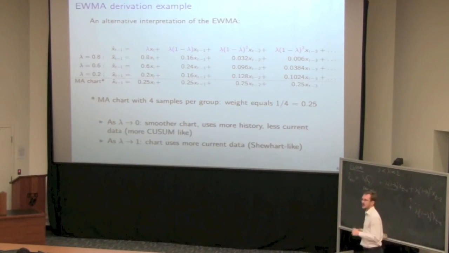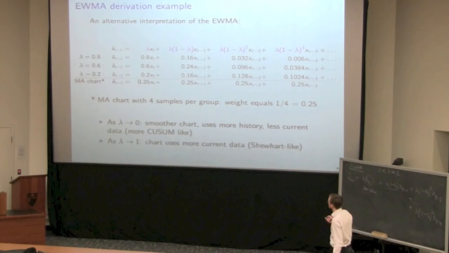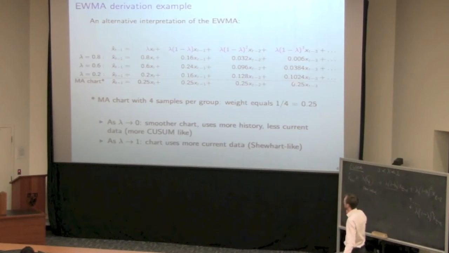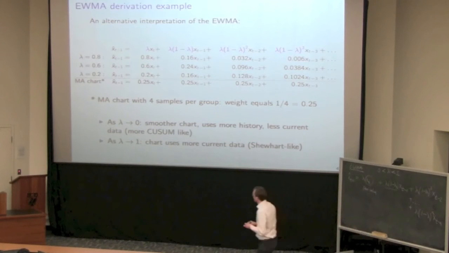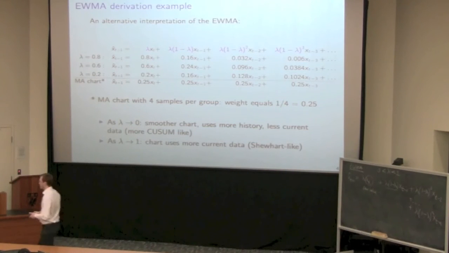What's interesting is the comparison to a moving average chart. A moving average chart gives equal weights to every point in time, and then stops. There's nothing after that. If I had n equals 4, the number of samples, that's 25% weight to the most recent points, and then I ignore everything prior to that. So one way we can visualize the weighting process is by showing it as follows.